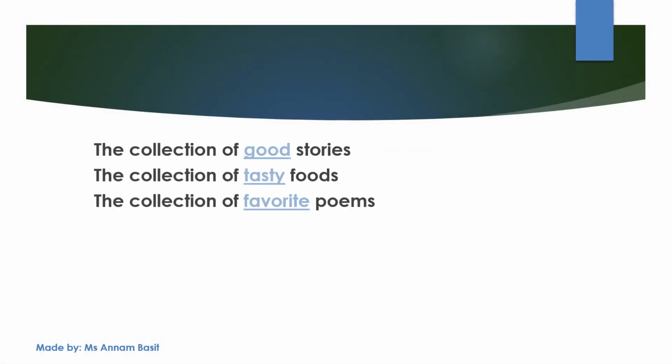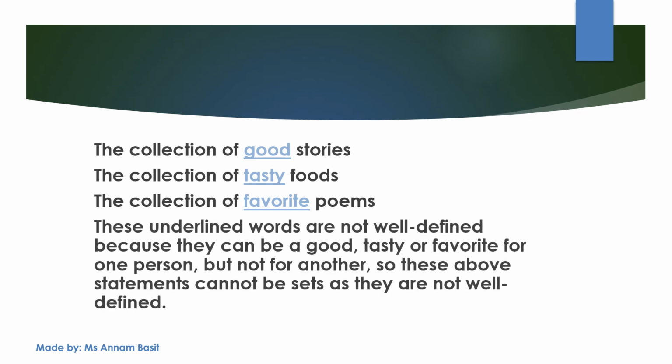I believe these examples might clear the concept of what well-defined actually means. Let's see these sentences again: the collection of good stories, the collection of tasty foods, the collection of favorite poems. Here you see that these three words, good, tasty, and favorite, are underlined. On the basis of these words, these sets cannot be called well-defined sets because they may be good stories, tasty foods, or favorite poems for only one person, but it may not hold the same for another person. The other person might have different choices. He might prefer other stories.